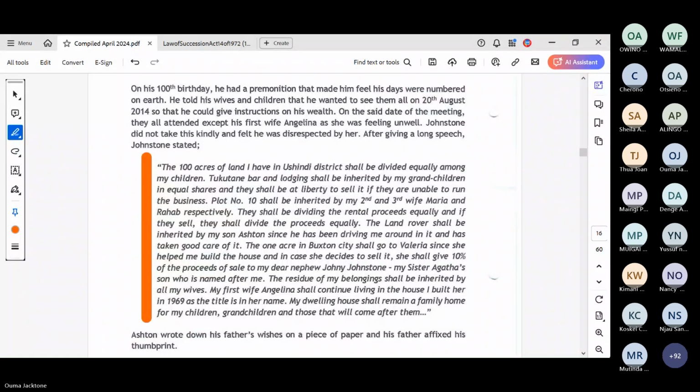The will is invalid. The will of 20th August is invalid in the sense that although Mr. Johnson had the capacity to make a will, the will has been witnessed by his son alone, who is also a beneficiary. It would have been signed by two other independent witnesses. So in that context, I think it was invalid.